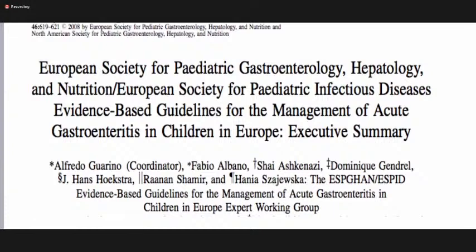So some of the guidelines that come from the European Society for Pediatric Gastroenterology, Hepatology, and Nutrition on acute gastroenteritis. But these, remember, are for children based in Europe. So this is not for our setting. Next.